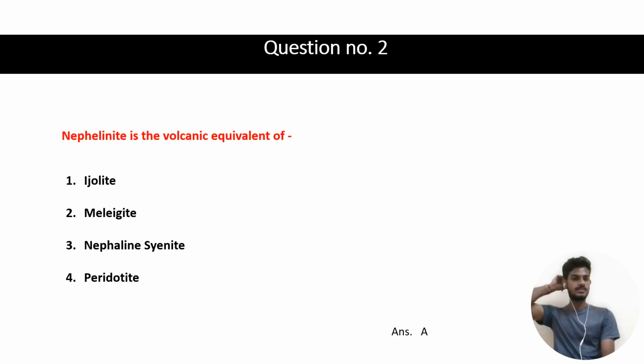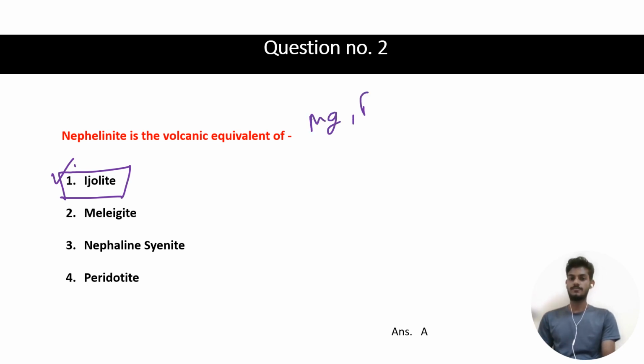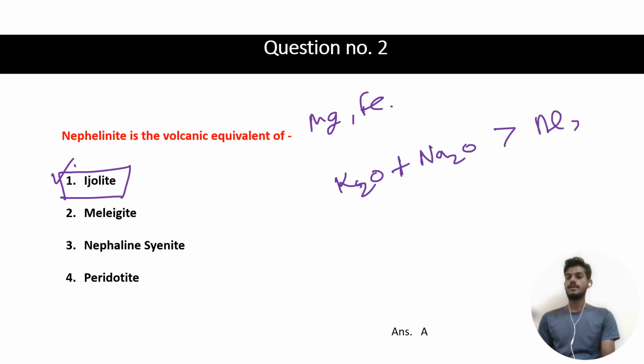Then the next question is, nephelinite is the volcanic equivalent of what? So nephelinite is a rock which is the volcanic equivalent of zeolite. If you have any volcanic rock which has a high amount of magnesium and iron, and K2O and Na2O combined are greater than Al2O3, then you can call that nephelinite.